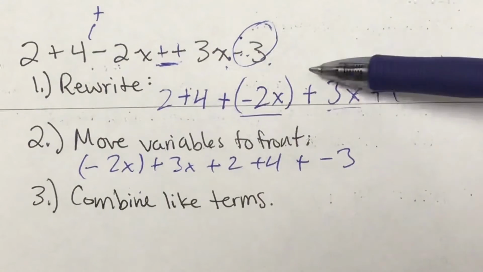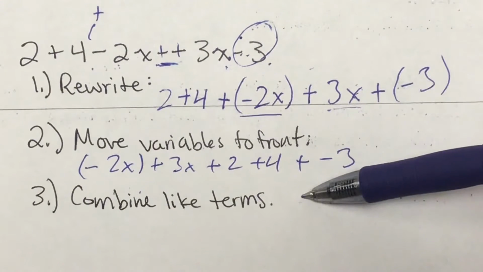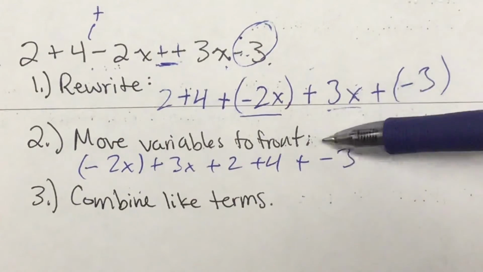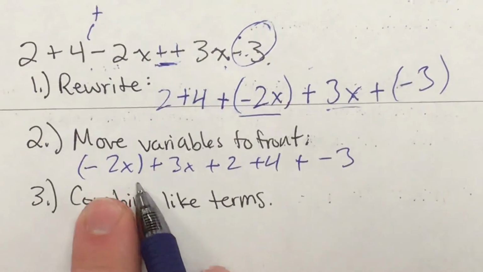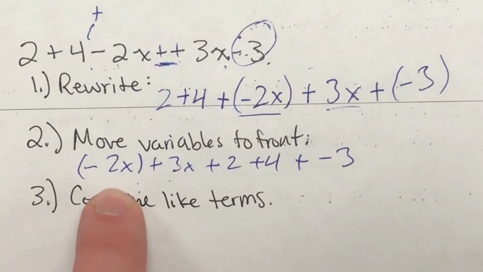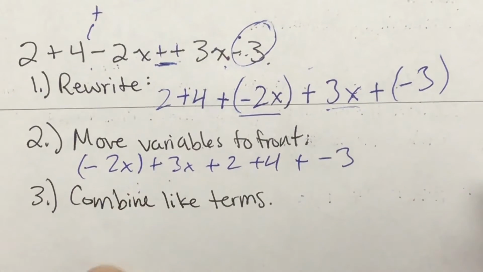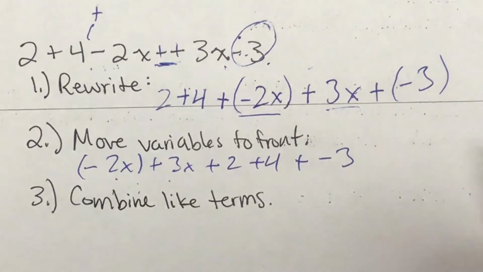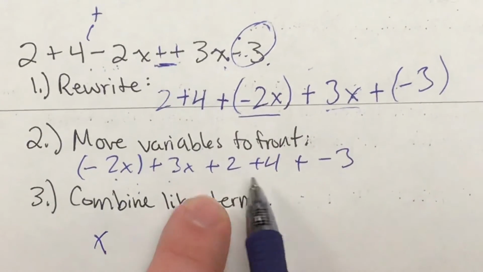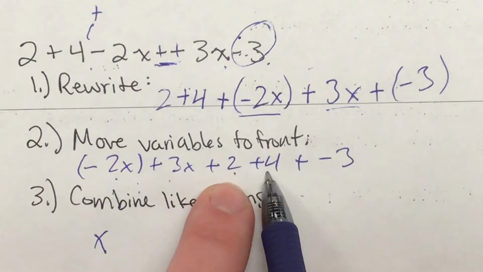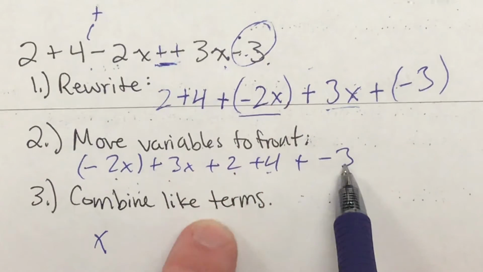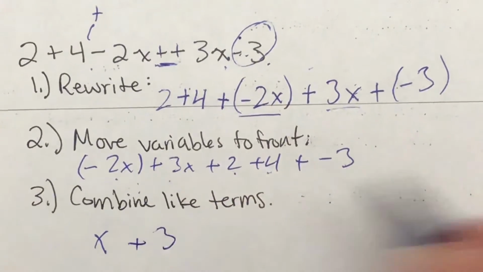All right, so we okay with how we got from here to here? You okay with that, Landon? Yeah. All right, so now we got to combine. So negative 2x plus 3x. How many x's do we have? Negative 2 plus 3 is 1. So we have x. And now 2 plus 4 is 6, plus a negative 3 is 3. So x plus 3 is our answer on that one.